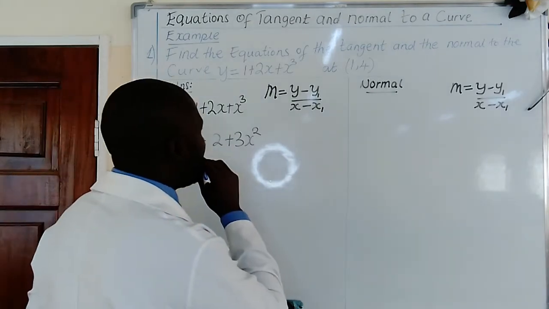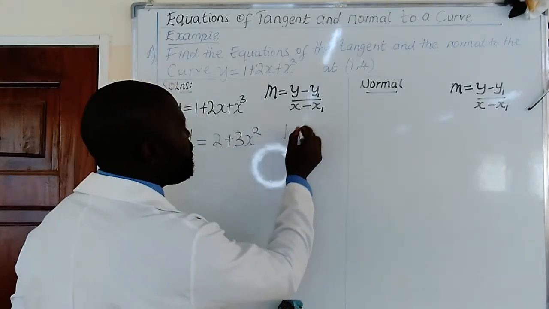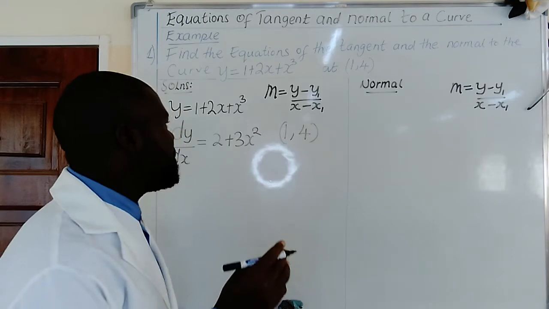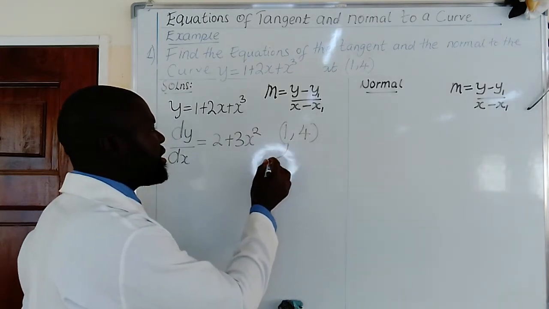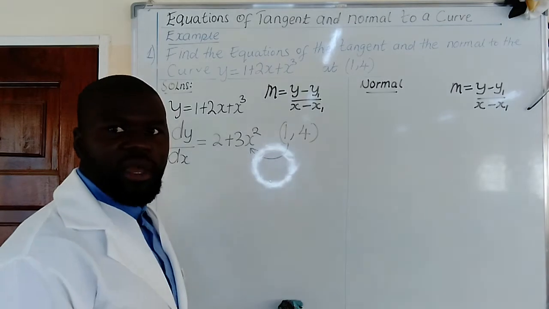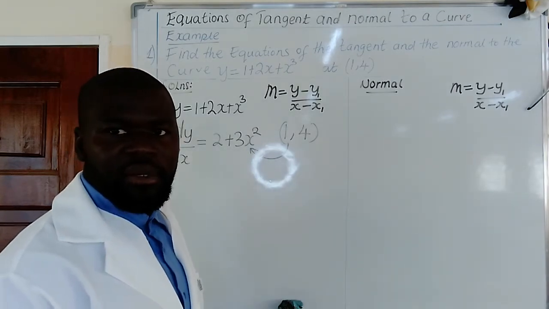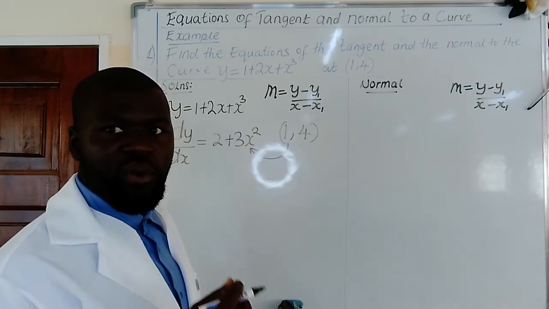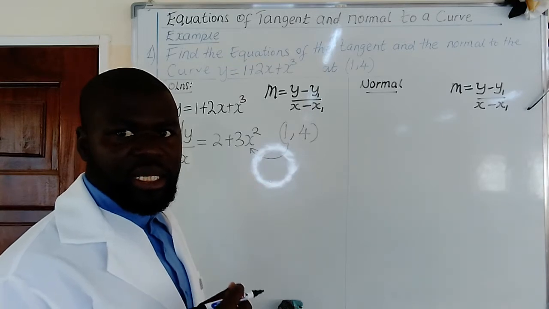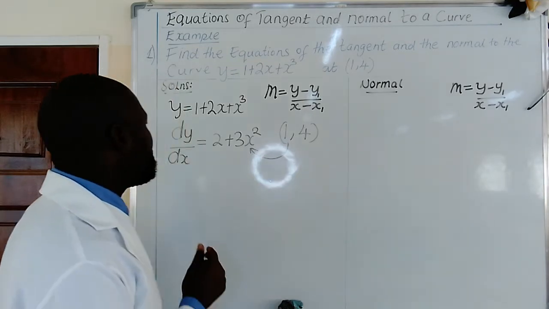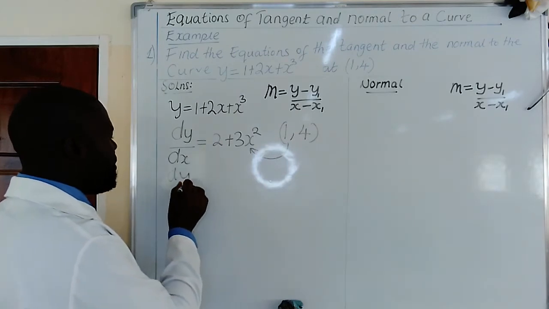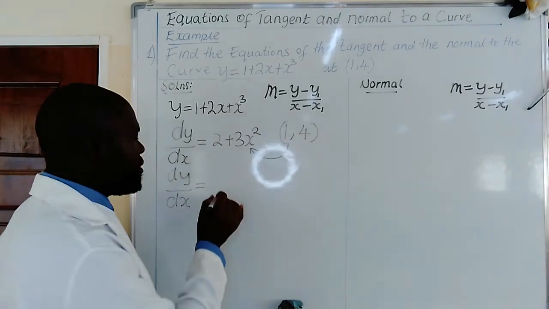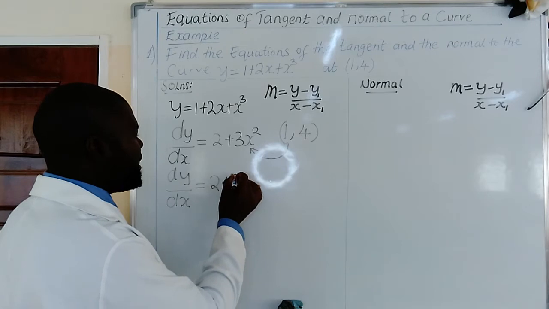So now we are told at 1, 4. To get the gradient as a value, we need to substitute the value of x in the coordinate here, then we put it where we have x in the gradient formula, which will lead us to getting the gradient of the tangent and the gradient of the normal. So we have dy dx is equal to 2 plus 3.